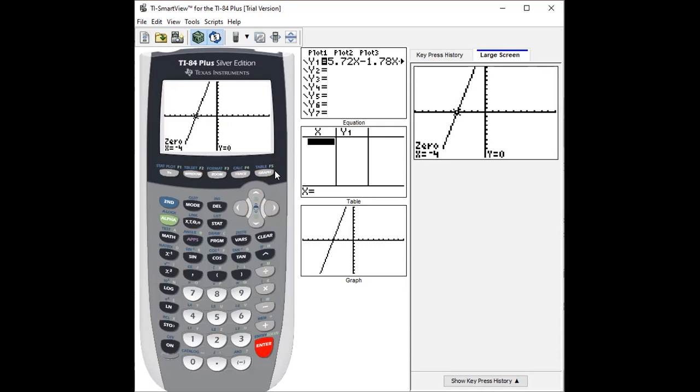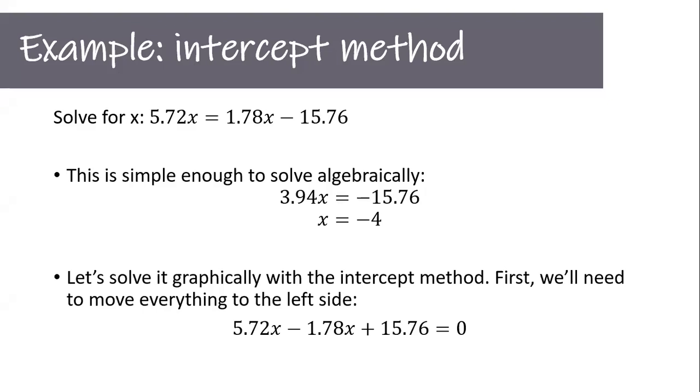And it's going to say, hey, your zero is x equals -4 and y equals 0. The solution here is where x is. So x equals -4. If we go back here, remember that algebraically we solved x equals -4. So that's good. We confirmed our right answer.